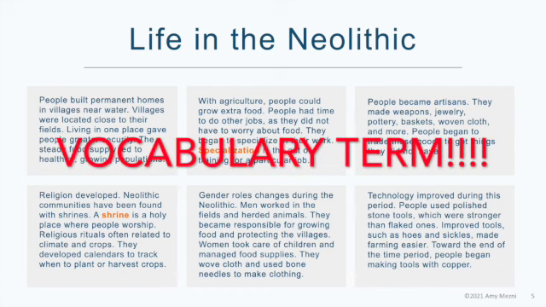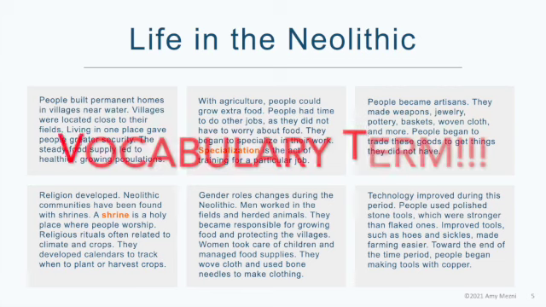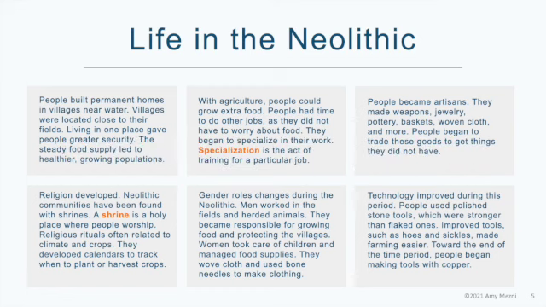Specialization, a term you need to know, is the act of training for a particular job. People became artisans. They made weapons, jewelry, pottery, baskets, woven cloth, and more. People began to trade these goods and get things they did not have. And we see things like religion developing. Neolithic communities have been found with shrines. A shrine is a holy place where people worship. Religious rituals, often related to climate and crops. They develop calendars to track when to plant or harvest crops.